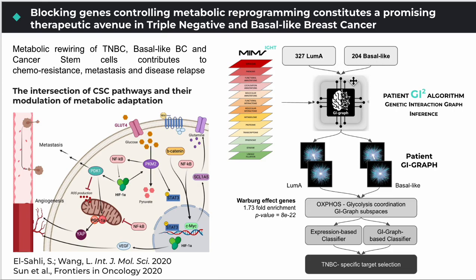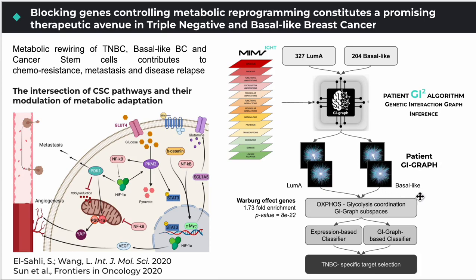And using this transcriptomic data and also our MIM site ontology, which is composed of knowledge coming from the literature that we extract using natural language processing, as well as knowledge coming from 120 public databases, we are using our patient GI2 algorithm, which infers for each patient between 1 million and 2 million genetic interactions, and results in the generation of genetic interaction graphs that are shown here.